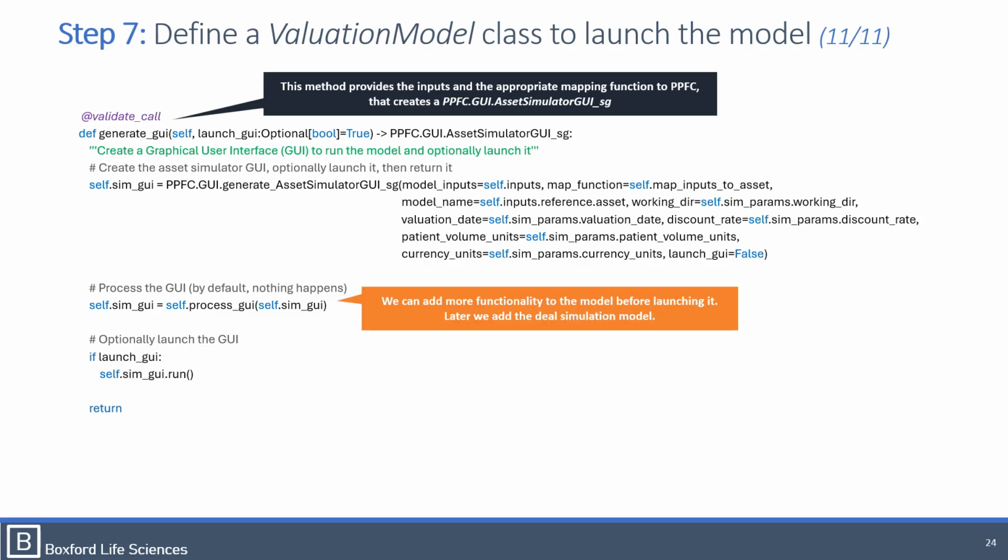The last thing that we do here, which at the moment doesn't do anything, is we pass this model that we've just created through this process GUI function that we've linked to it, and we're going to use that in a moment to attach the deal simulation to it before we launch it. And we launch it by using just the run method of that, and it opens up the window. We can do that in a second, but first thing we want to do is define the deal terms that we're going to link to this.